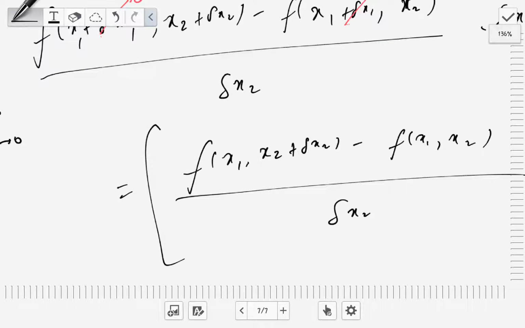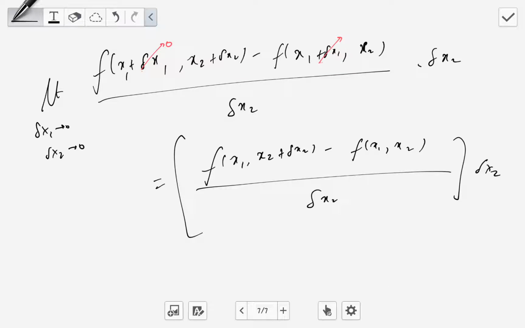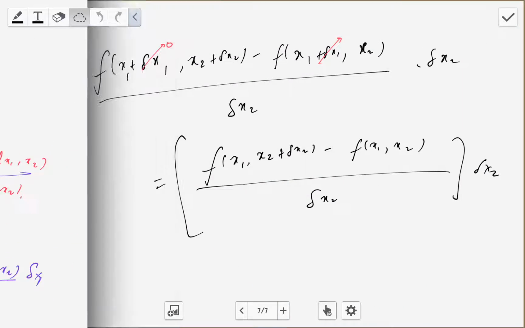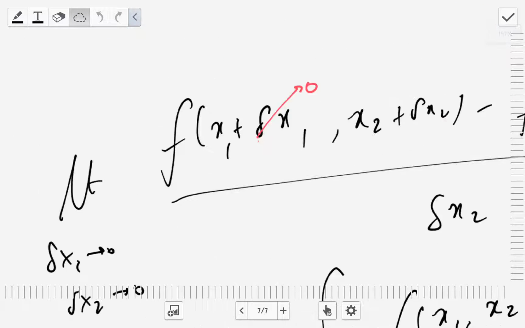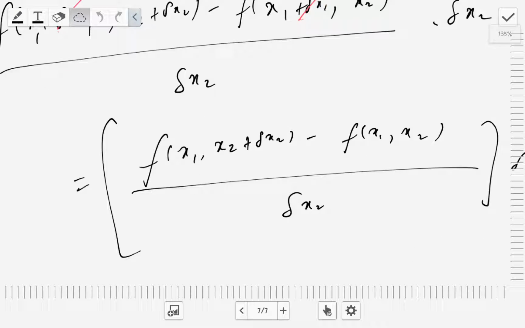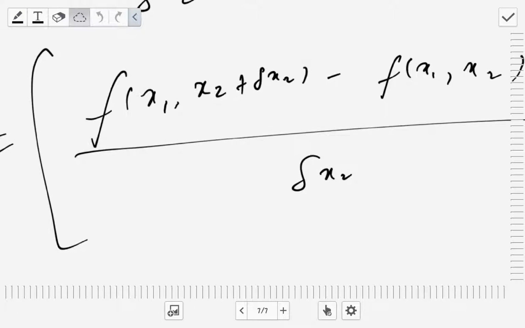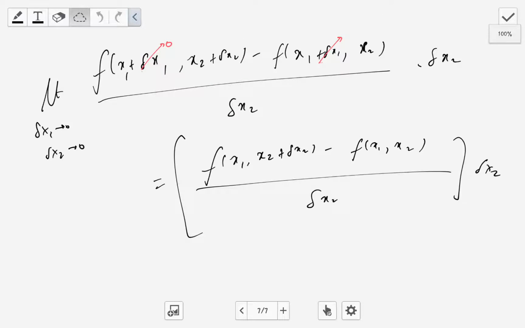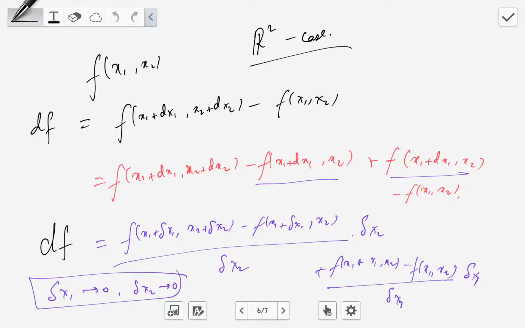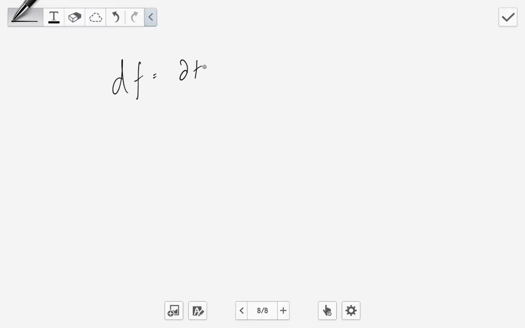Do you see this? This term has been repeated, just a repetition of the first term. Now you see this. What we did was, we took del x1 to 0 because del x1 was tending to 0. So effectively it was f of x1, x2 plus del x2 minus f of x1, x2. So this is your partial of f with respect to x2 times dx2. You can show that the second term is del f by del x1 times dx1. So df will be del f by del x1 times dx1 plus del f by del x2 times dx2.